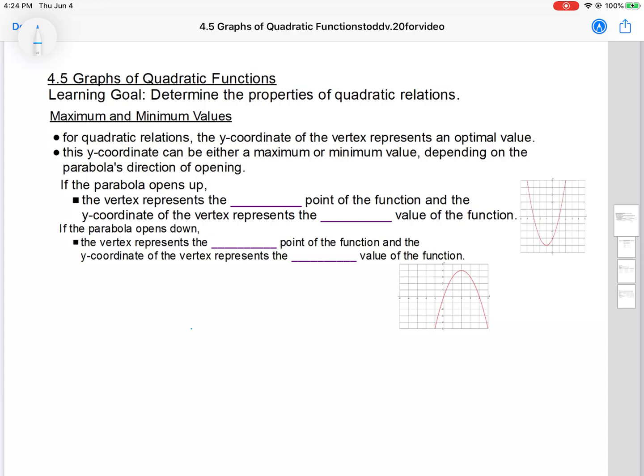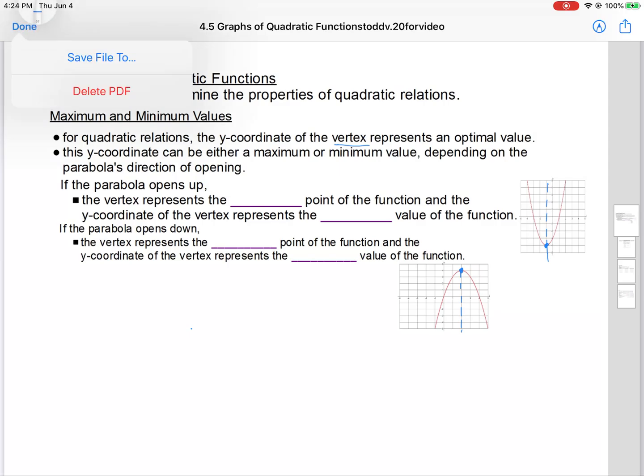Okay, so when you have a quadratic equation or relation, then we have an important point called the vertex. So the vertex again is either the bottommost point or the topmost point here. It's where the parabola has symmetry. So this parabola here has symmetry around the vertex. This parabola here also has symmetry on either side of the vertex. So it's an important point, okay?